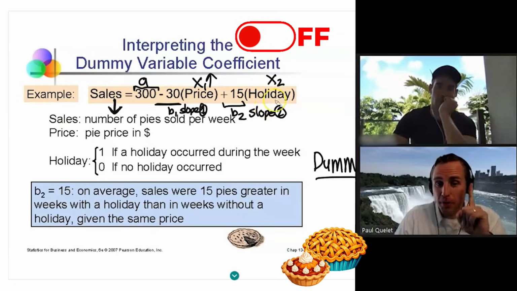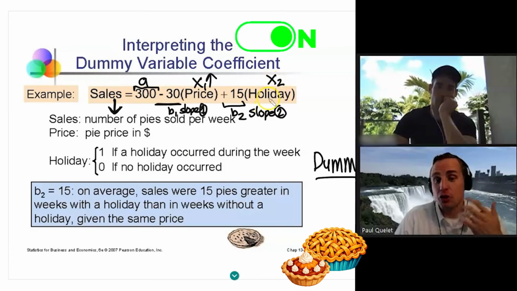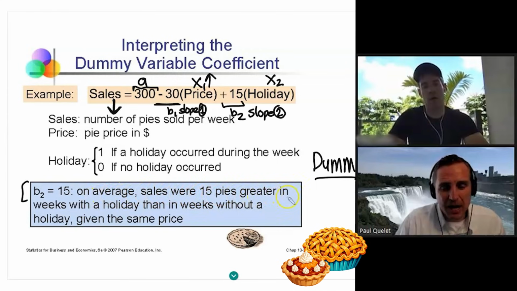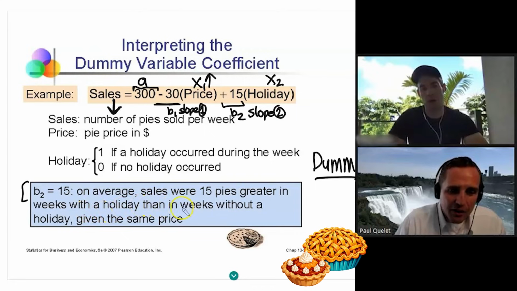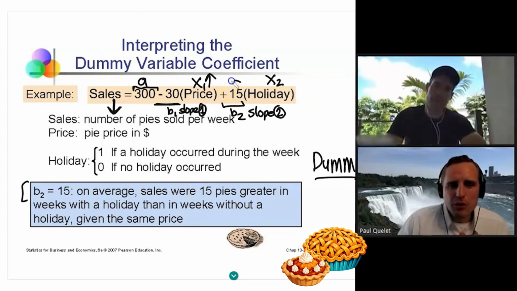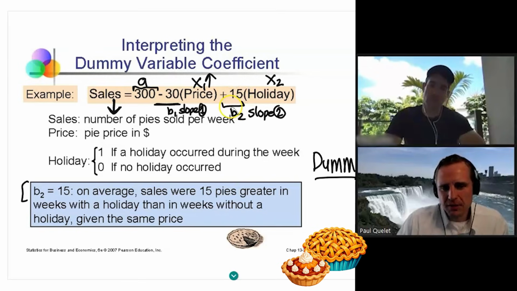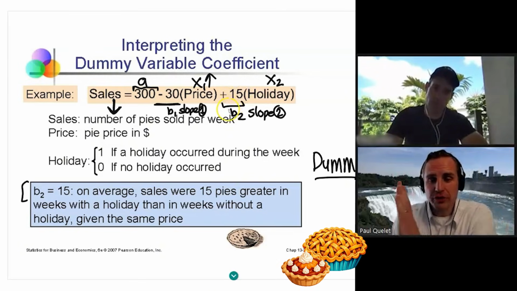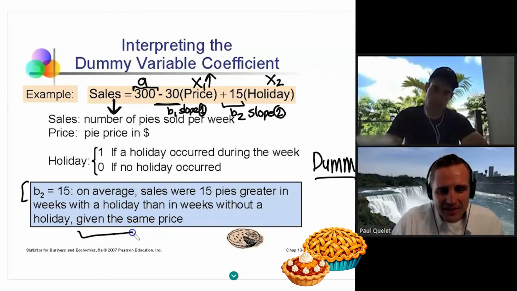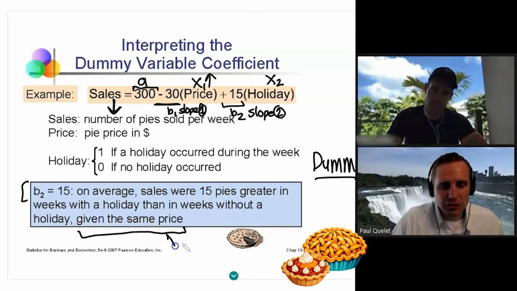If it is a holiday, you put in 1 right here for X2. You turn it on. Think about what B2 means. B2 equals 15. On average, sales were 15 pies greater on weeks with a holiday than in weeks without a holiday, given the same price. When you interpret these slopes in multiple linear regression, you assume the other x variables are held constant. That's why we say given the same price, because you're assuming X1 is constant.